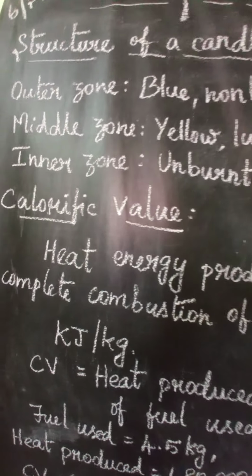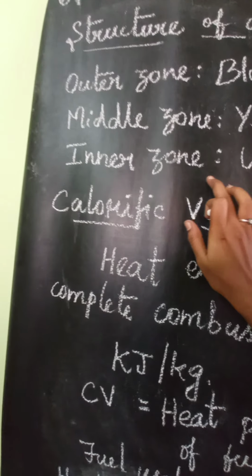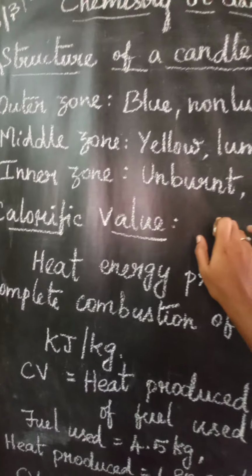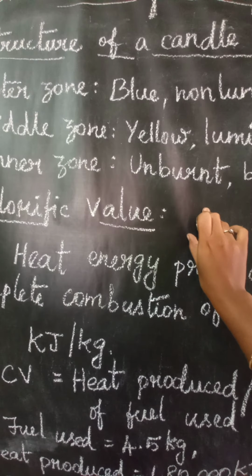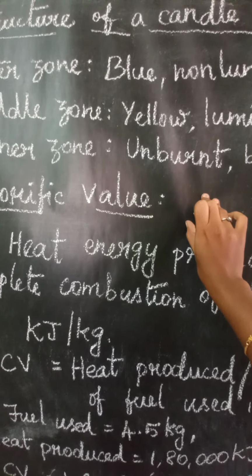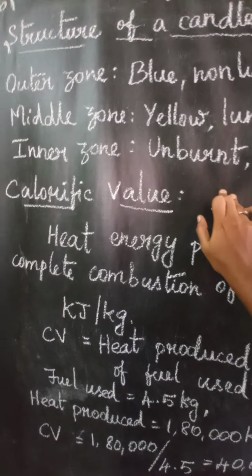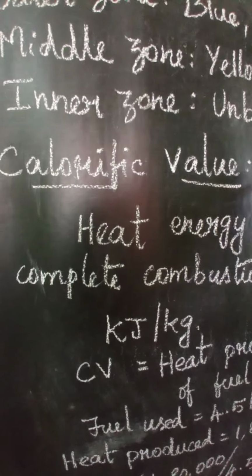Okay, so it is divided into three: outer, middle and inner zone. Outer is blue and it is the hottest part, the middle one is yellow and less hot in nature, and then the inner zone is unburnt and completely lacks heat. Okay, and the next one is calorific value.